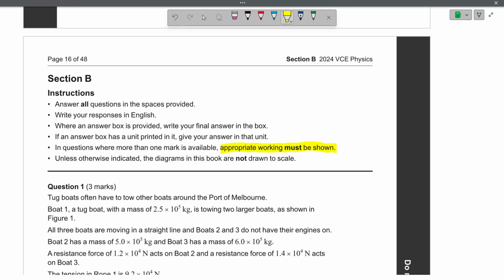If an answer box, now this is a very common mistake, actually not that common, but people do make it. If an answer box has a unit printed in it, give your answer in that unit. Sometimes people are doing their working out and they end up with an answer, and it could be, I don't know, 100,000 volts or something like that, which would be 100 kilovolts, right? But the answer box only has V for volts.